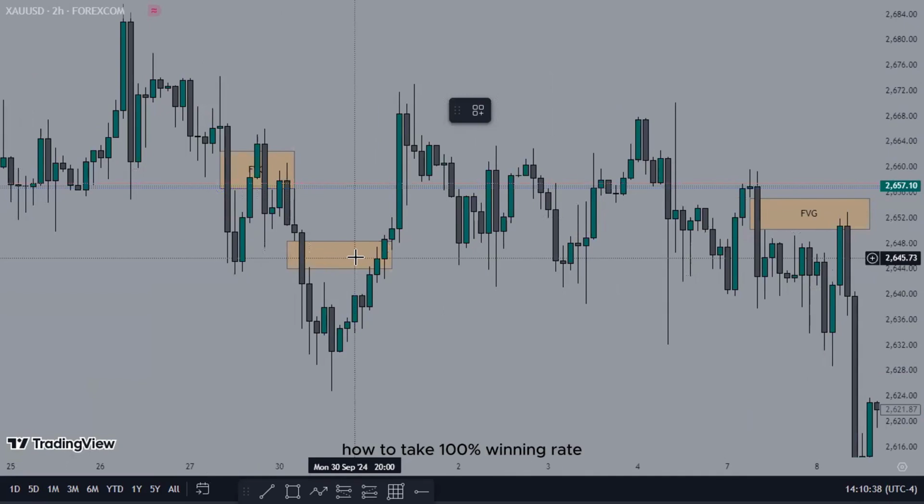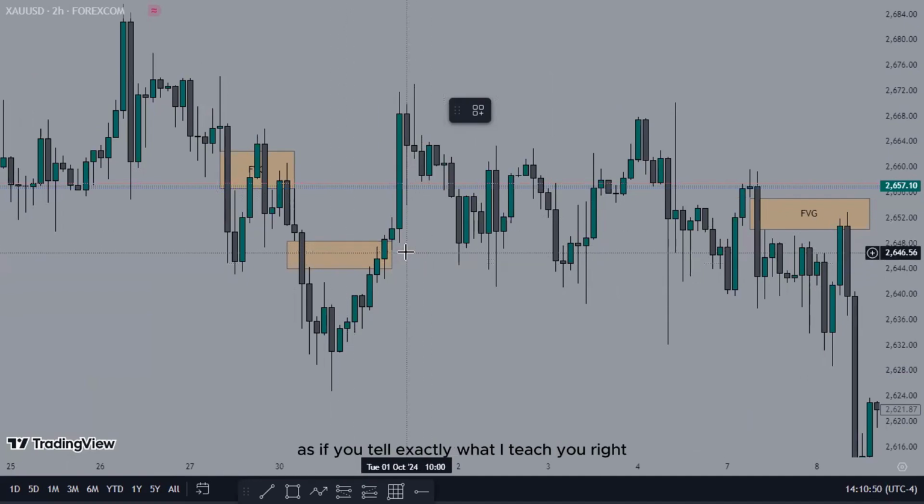I'm not teaching you guys here how to take 100% winning trades. I'm teaching you guys how to trade with fair value gaps, with high probability of winning your trade. Okay, so you're going to have losers. The majority of your trades will be winners if you trade exactly the way I teach you.